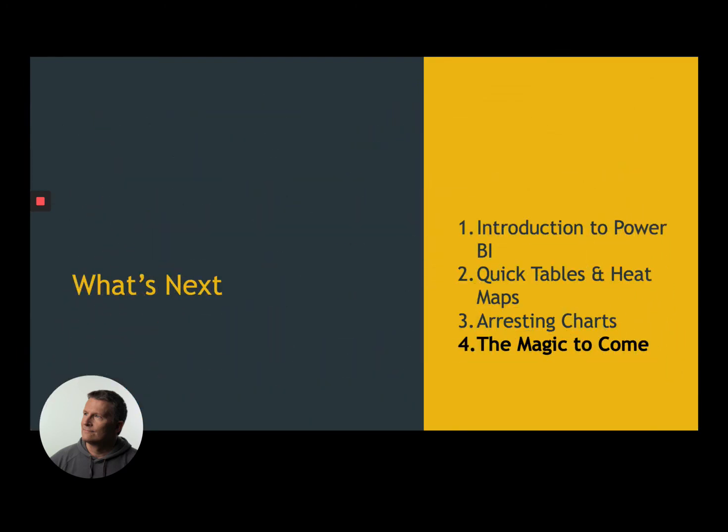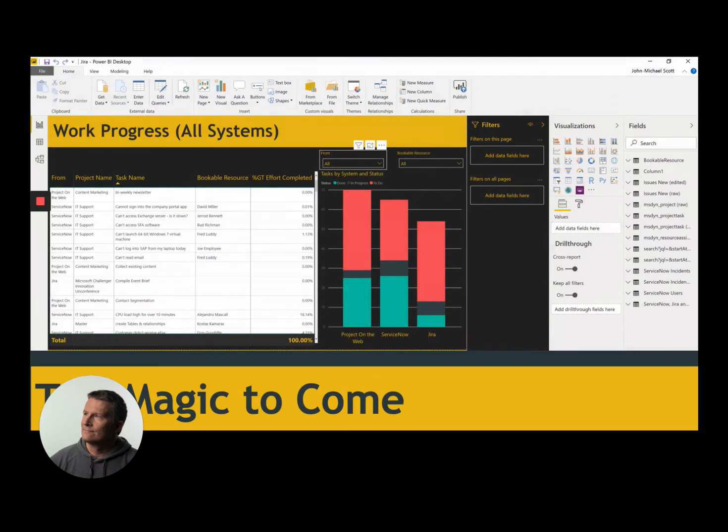Okay, well, the magic to come is that we're building towards something. What we're going to do is we're going to create a really interesting report that shows work progress across all systems. What do I mean by all systems? Well, we've spent a long time at Green Data speaking to different enterprise companies like yourself, and what we found over and over is that understanding where resources are doing their work is fairly difficult. We have to look in multiple different systems in order to figure out what's going on.